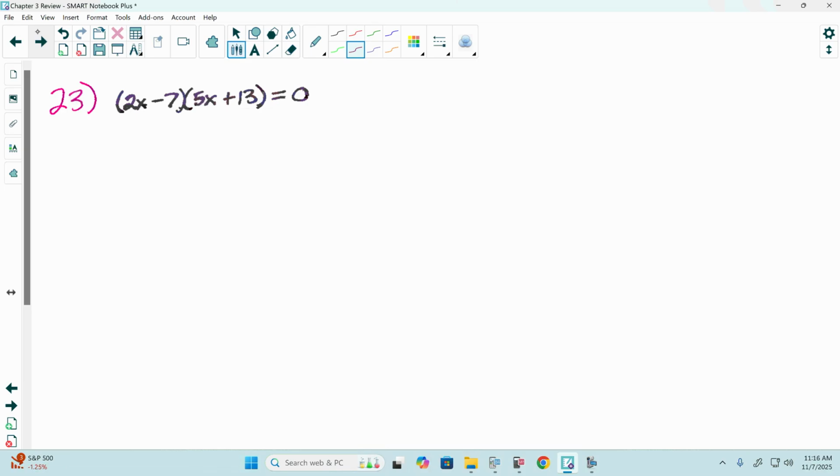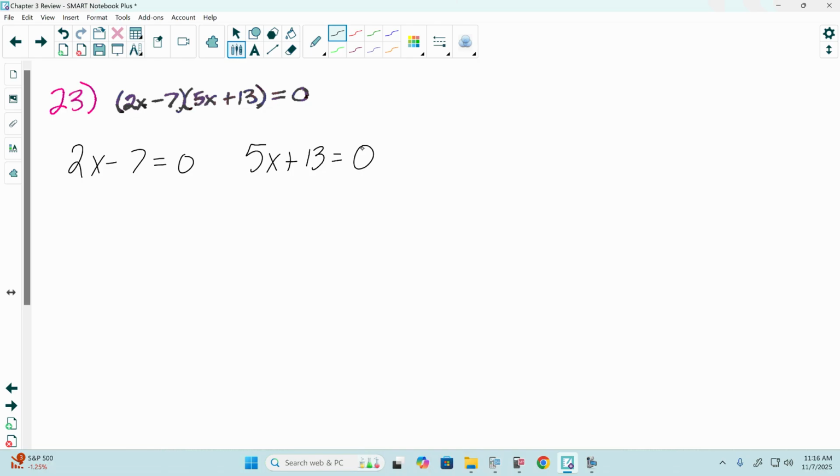Well, wait a minute. Isn't it already two sets of parentheses being multiplied together? So do I need to do anything to factor it? No, it's already factored for me, isn't it? So this is nice because now I can just apply the zero product property because I do have two things multiplied together that equal 0, yes? So that tells me with this here that either 2x minus 7 is 0 or 5x plus 13 is 0.